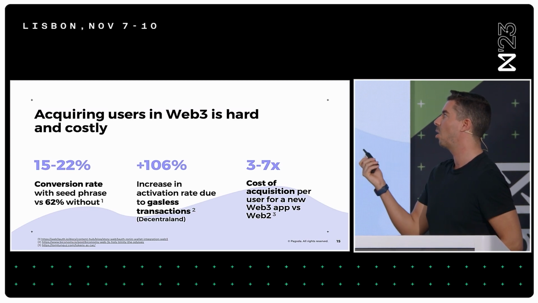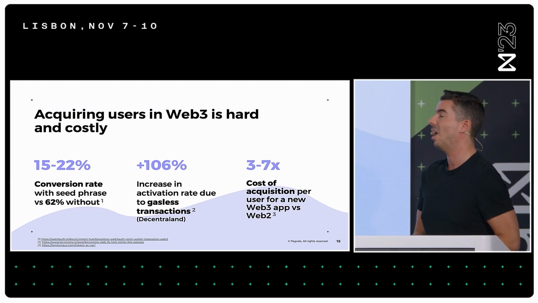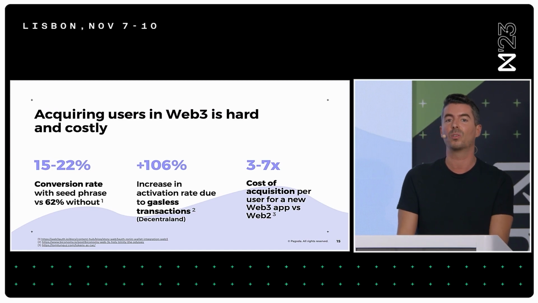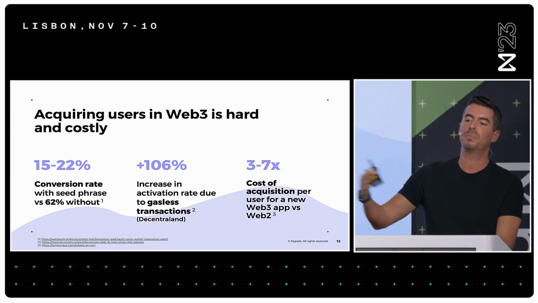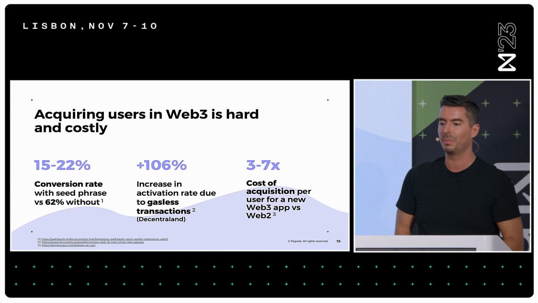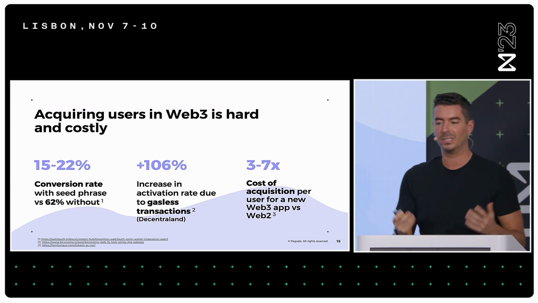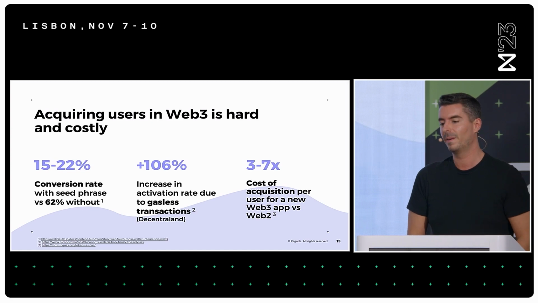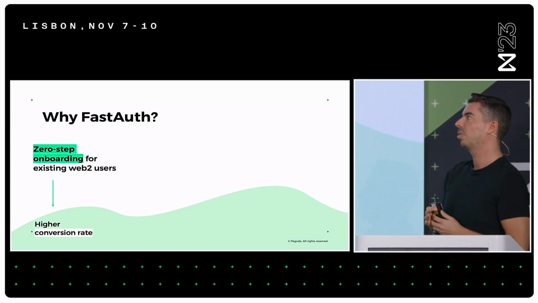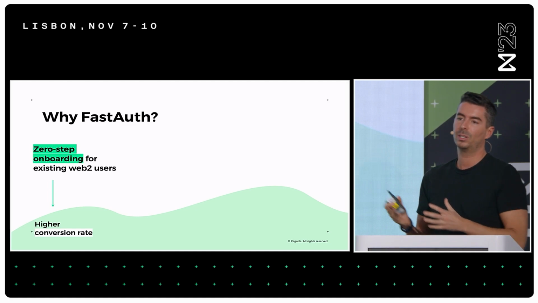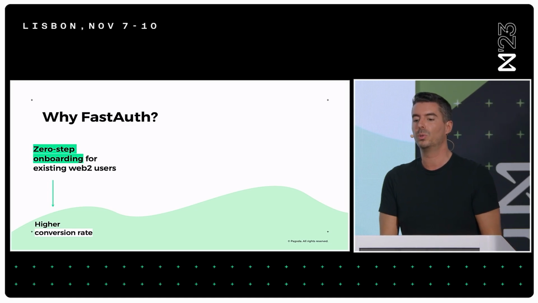And here we see that cost of acquisition on Web3 are about 3 to 7 times higher than Web2, mostly because not a lot of people go through the entire funnel and not a lot of people get through the final steps. So we're basically losing money, losing users because onboarding is so complicated. So now I want to talk about FastAuth and why we think this is a much better solution for users that are new to Web3.